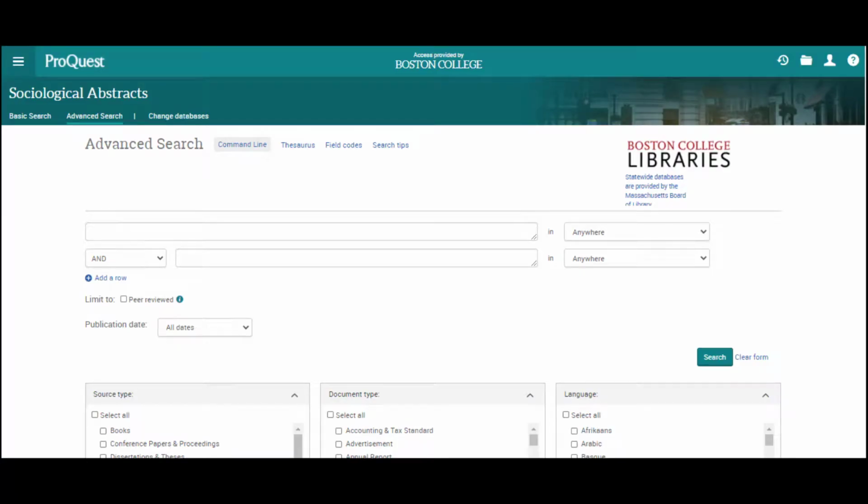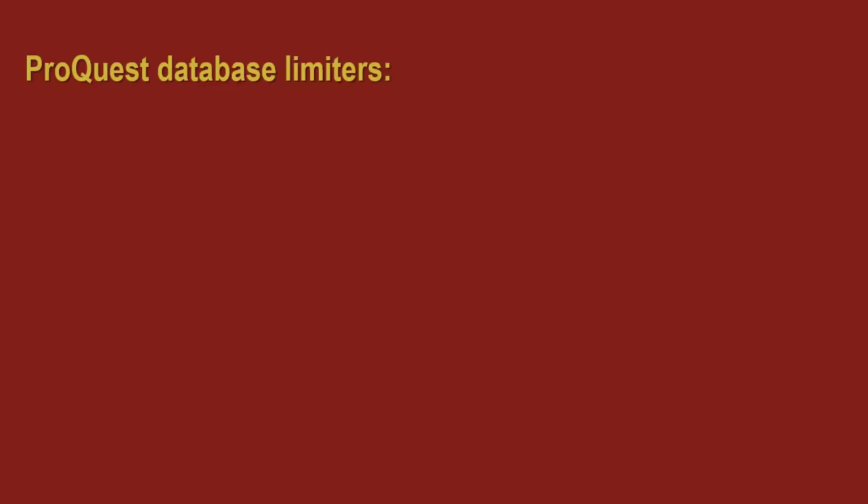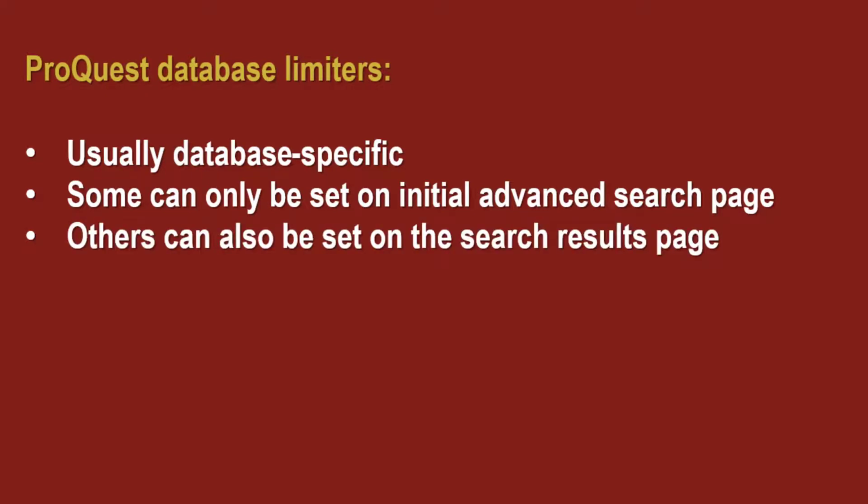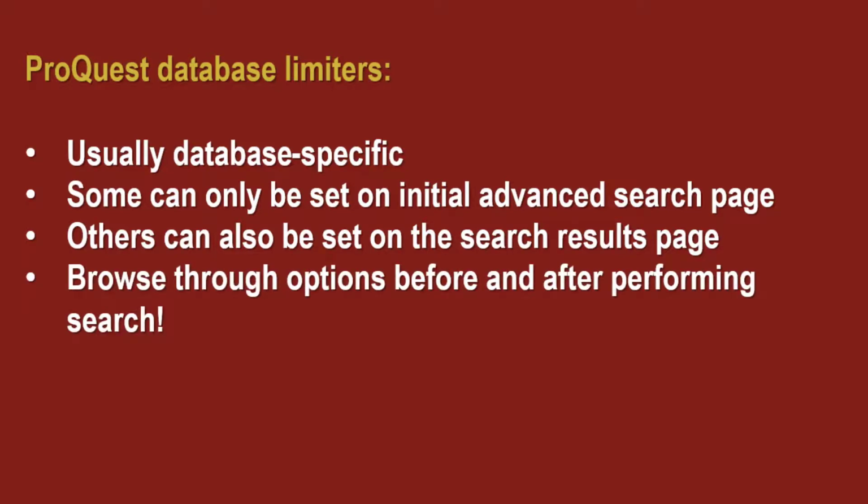Limiters in ProQuest databases can also be very helpful ways to narrow your search. Keep in mind they are usually database specific, and while some can only be set through the initial advanced search view, others are able to be set before your search and as a filter on the search results page. It is helpful to browse through the options you have available to you before and after performing your search to see if any might be helpful to refine your results.